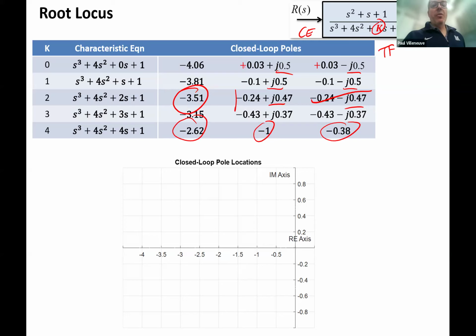When the case was k equals 0, I had 2 positive numbers there. So this was an unstable system. When I went to k equal 1, then I had only negative numbers for my real part, right? So that dictates on my pole-zero map that would be a stable system.